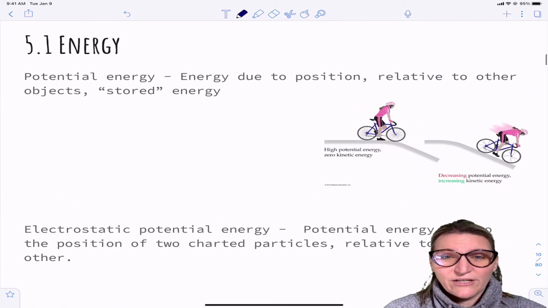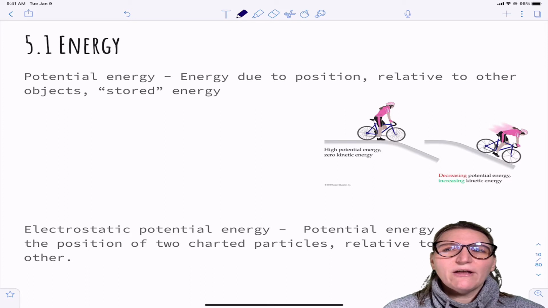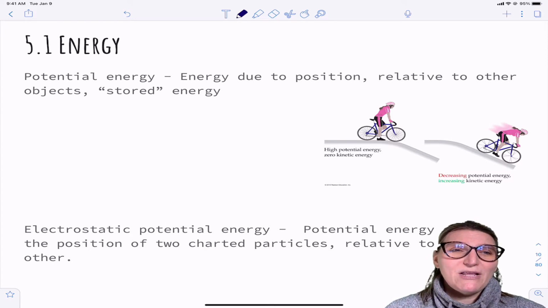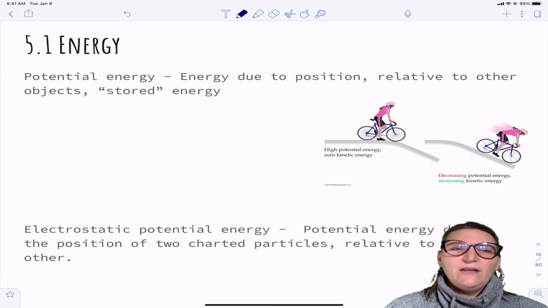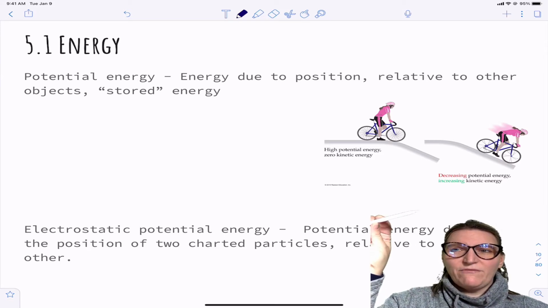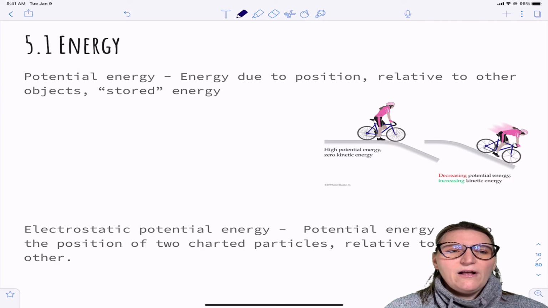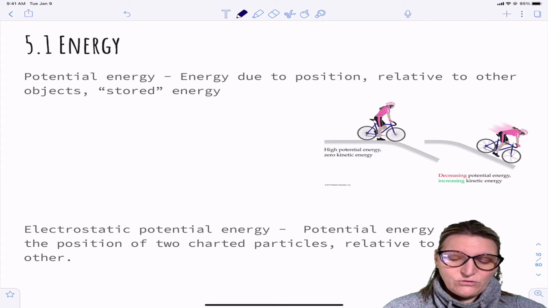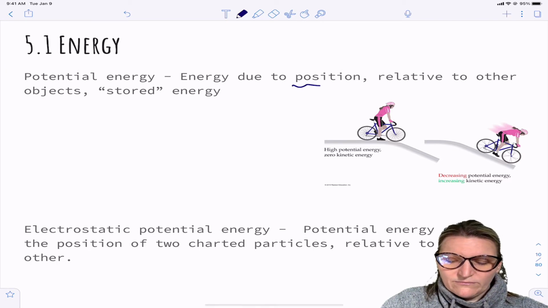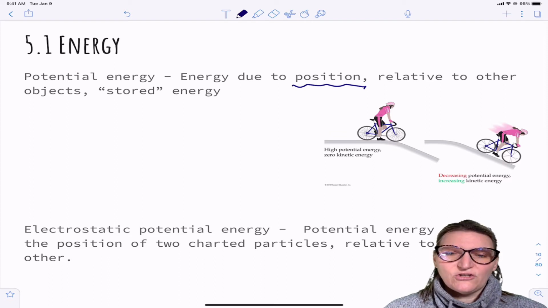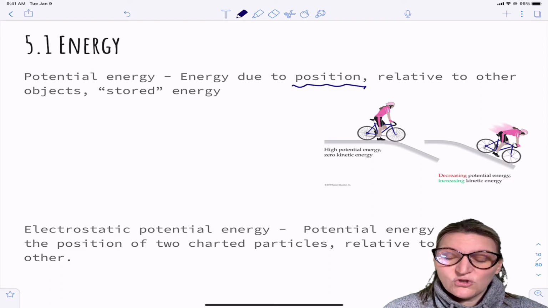And then potential energy. When you start talking about potential energy in middle school, the example that they always give is the roller coaster at the top of the hill, or holding a ball up high, energy due to position, which is not wrong. It is energy due to position. And we call this stored energy.